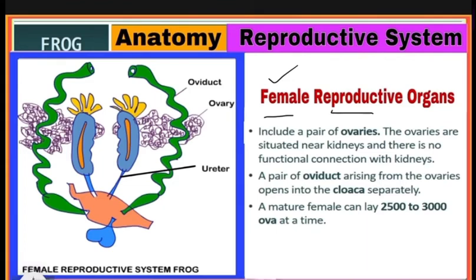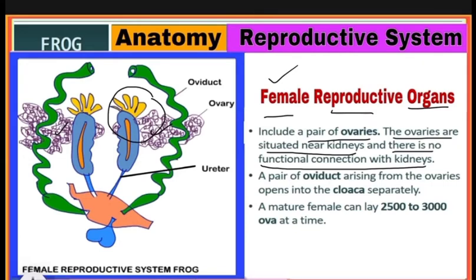Female reproductive organs. They include a pair of ovaries. See the diagram. This is one ovary. This is the second ovary. The ovaries are situated near kidneys. But there is no functional connection with the kidneys. Then a pair of oviducts arising from the ovaries opens into the cloaca separately.